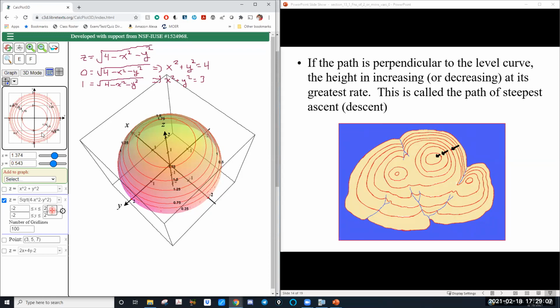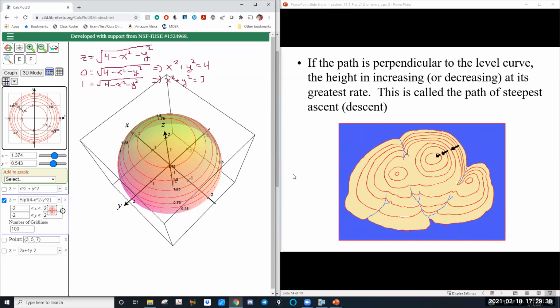If we want to move from a level curve to another level curve, if we want to change heights or change output values as quickly as possible, we want to move in a direction that is perpendicular to our level curves. Now, if we're going up, in other words, if our z value is increasing, it's called the path of steepest ascent. If the z value is decreasing, it's called the path of steepest descent.